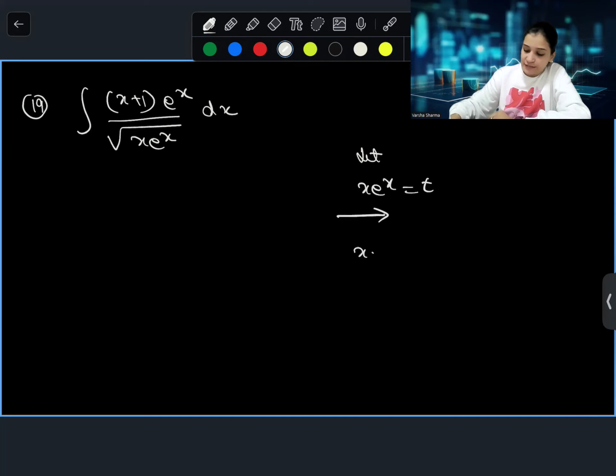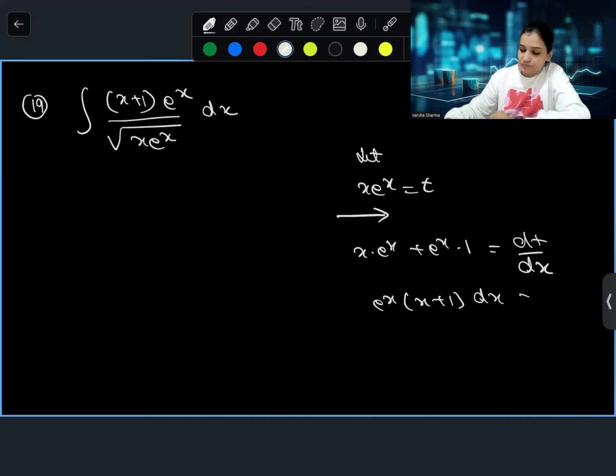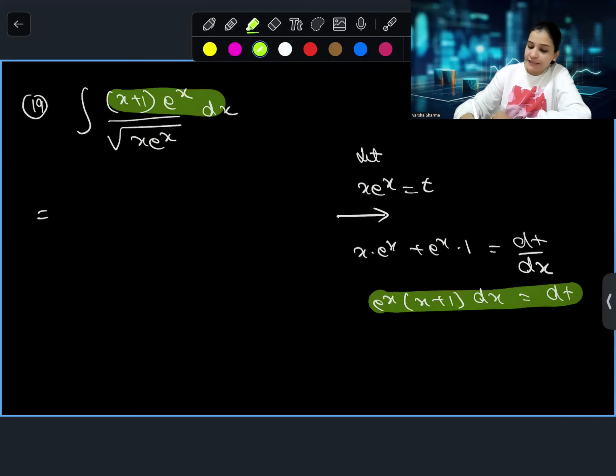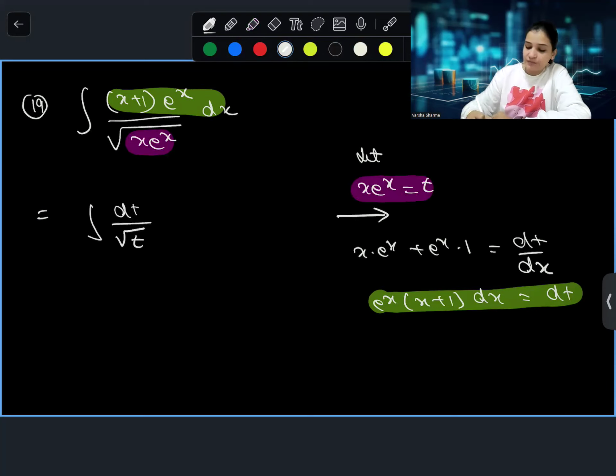Applying the product rule to x e^x, the differentiation of x is 1. Taking e^x common, the entire numerator becomes dt and the denominator term becomes t. So it is dt by root t. What's the integration? 2 root t. Resubstituting. Any doubt?